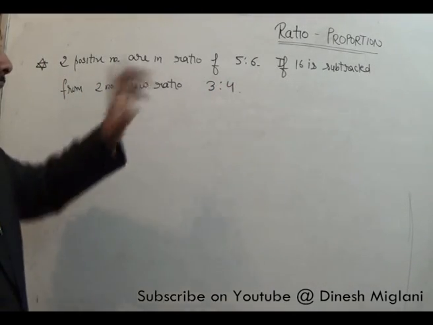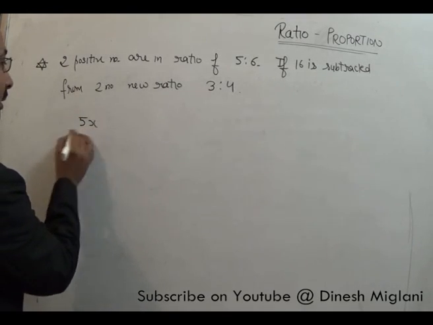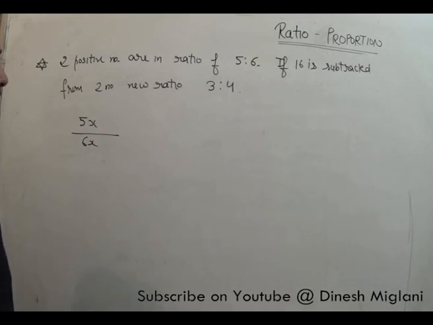Now, when I say the ratio was earlier 5:6, so I can assume my numbers to be 5x and 6x, right? Now, these are the absolute numbers. I have to subtract 16 from these two numbers.